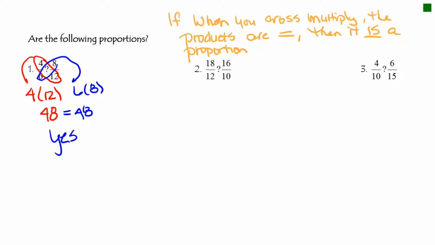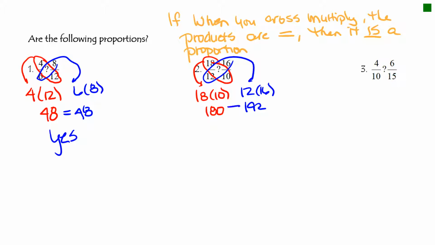All right, let's do this one. I'm going to multiply 18 times 10, which is 180. And I'm going to multiply 12 times 16, which is 192. Are they equal? They are not equal. That's your symbol for not equal. So no, this is not a proportion.